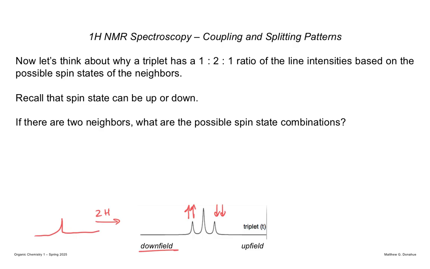Now for the center one, we're saying that center line is twice the height. So what do we need to write for the center line? You have one up, you have one down, but then you also have the other possibility of down and up. So see how it's now 1 to 2 to 1. So the spin states help explain the intensity of the lines that you see.